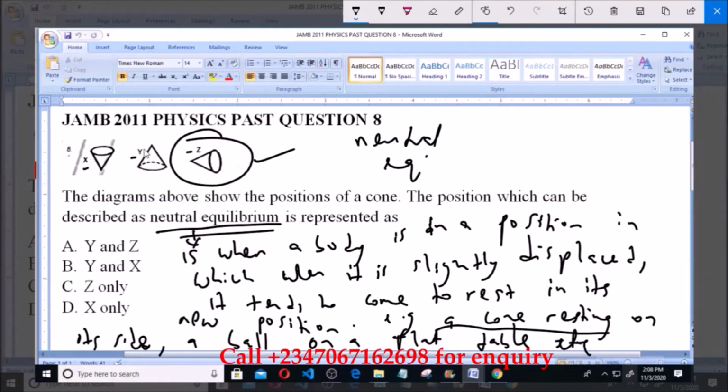Now as for Y, the way the cone is, if you displace it, it will return back to its original position, so it is not in neutral equilibrium. And for X, when you displace it, it is likely to move further away from its initial position and come to rest in a completely different position, so it is not under neutral equilibrium. So as we have rightly established, Z, which is option C, Z only, is under neutral equilibrium.